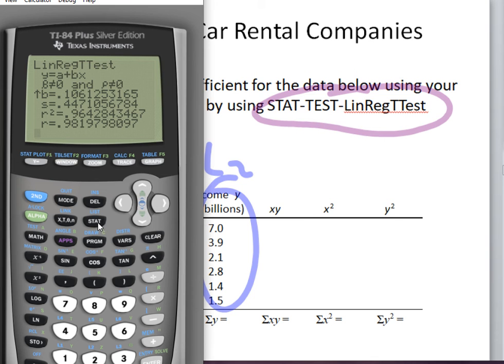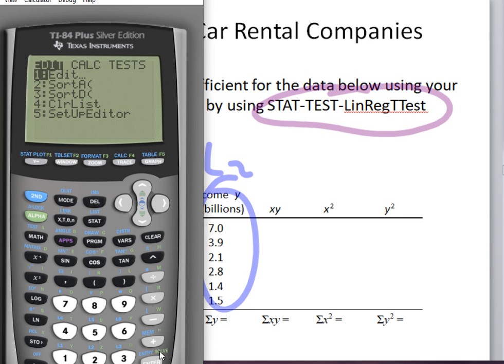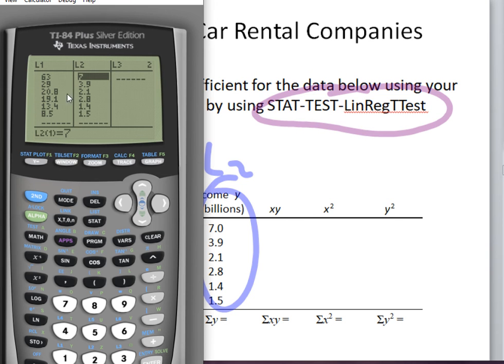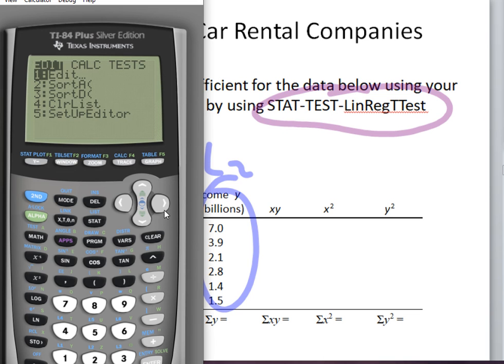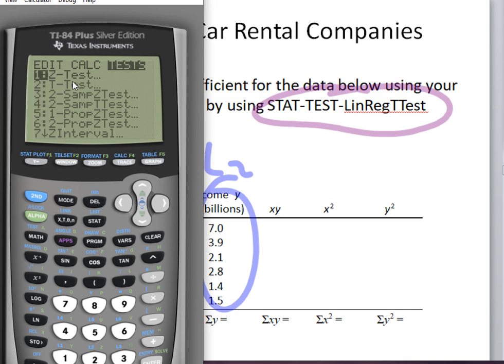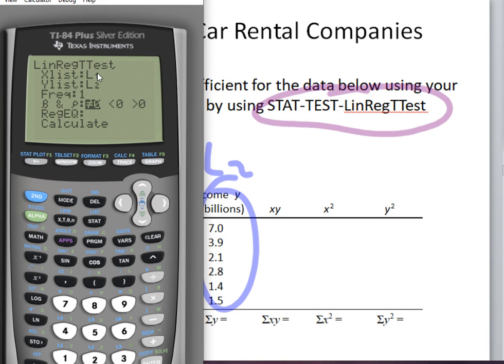And again, you're going to do stat edit, put your things into your lists, and then stat over to test, arrow up to get to the bottom, LinRegTTest. Right there, LinRegTTest. And then x's are list 1, y's list 2, frequency 1, leave that alone just as 1, and then pick not equal to. Leave that one blank and calculate.